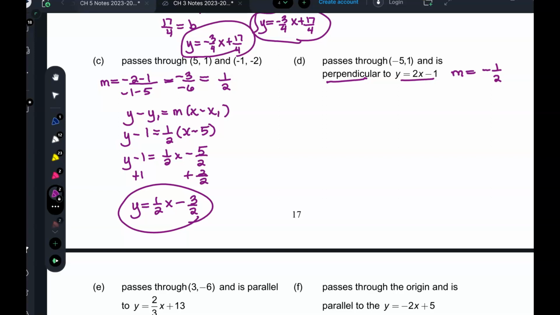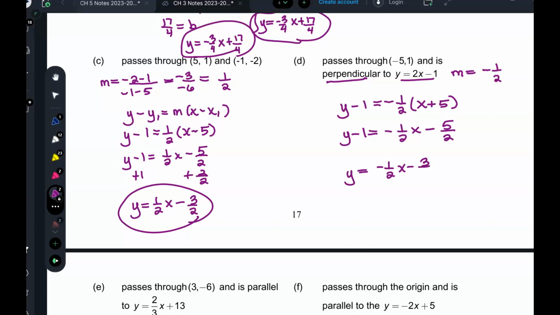So I'm going to do this method again. I'm going to do y minus 1 equals negative 1/2 times x minus negative 5. Actually, it's very similar to the last one, isn't it? Just with the negative. So y minus 1 equals negative 1/2 x. It turns out to be the same y-intercept as the last one, doesn't it? Negative 1. It almost looks the same, but this is a negative. Remember?